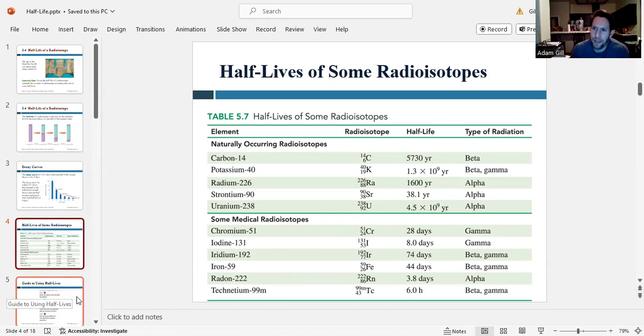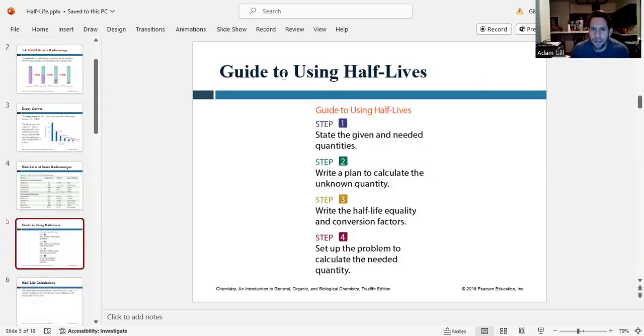Now that we've talked about what a half-life is, let's talk about how to use it in a word problem. So the general guide to using half-lives is as follows. The first step is to state the given and needed quantities. So look at what they give you and then look at what they're asking you for. The second step is to write a plan to calculate the unknown quantity, write the half-life equality and conversion factors, and then set up the problem and calculate the needed quantity. Let's do an example problem together.